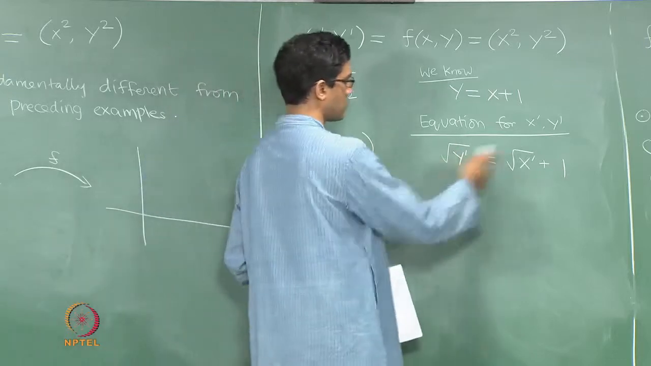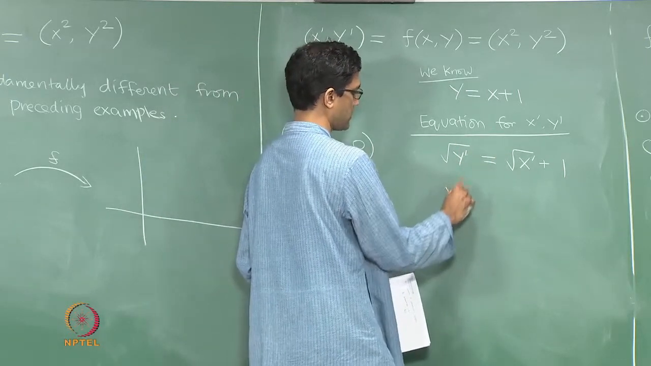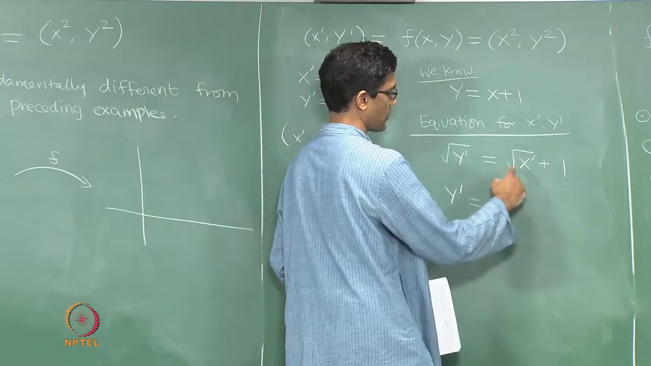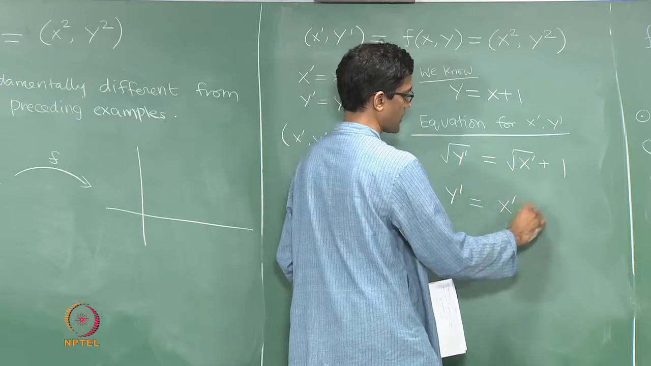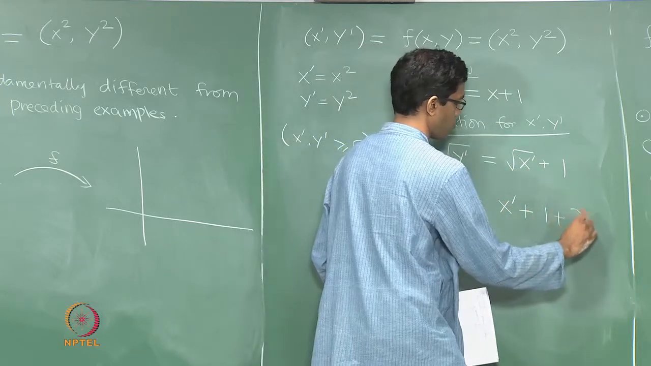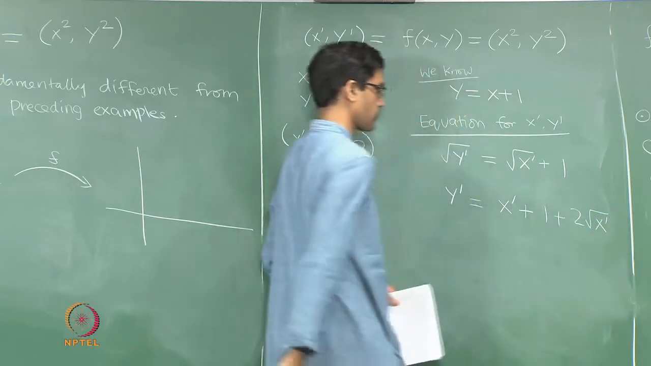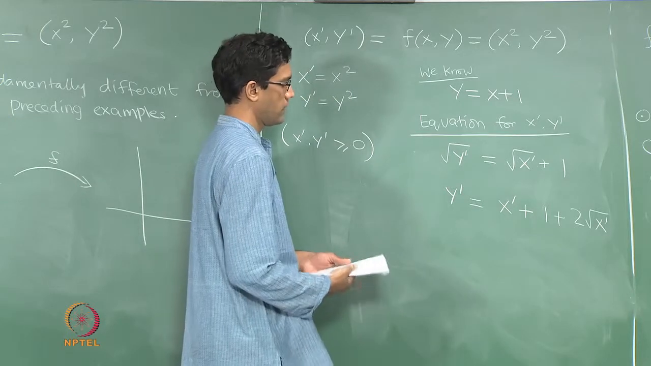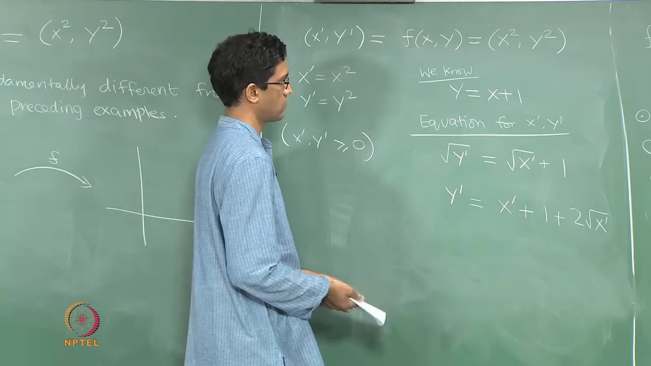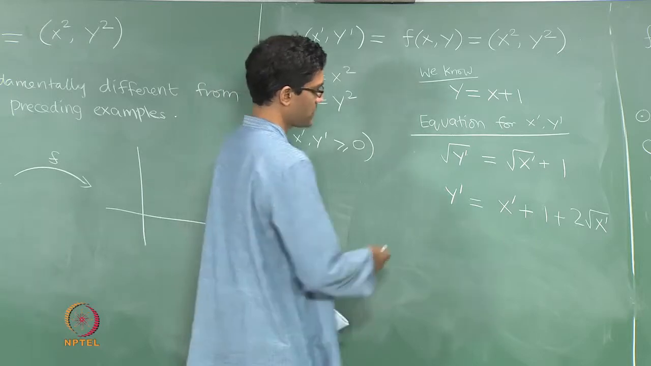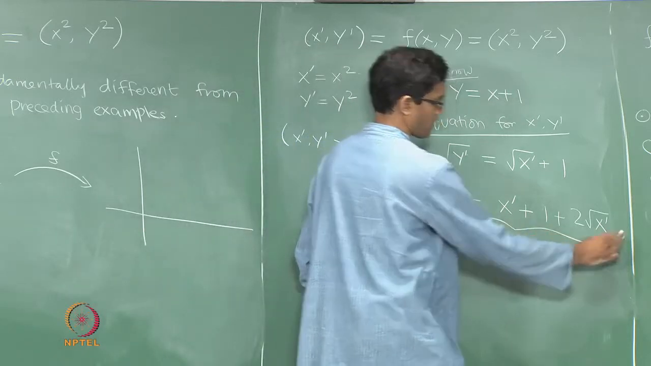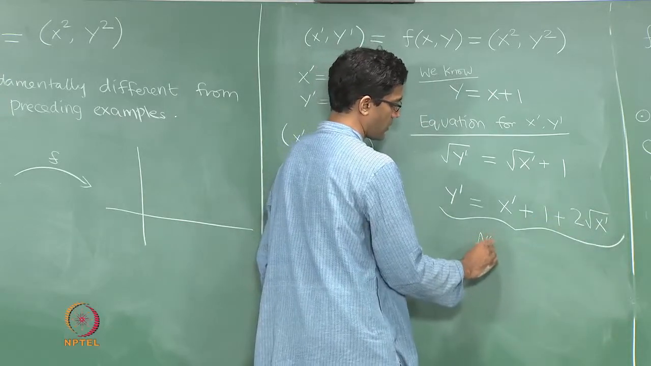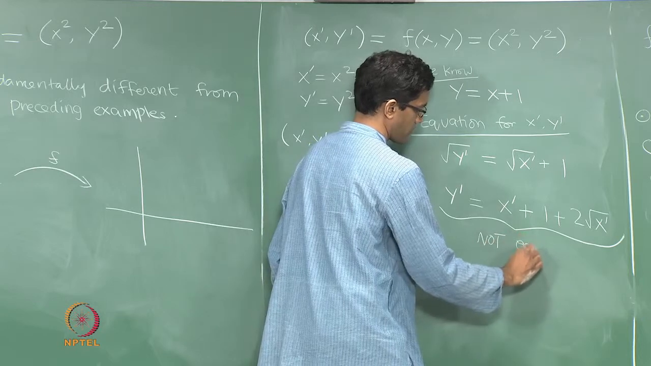So, the best way to do this, of course, is to square both sides. We will see what that gives us. So, it tells you y prime equals (square root of x prime plus 1) squared. So, that is x prime plus 1 plus 2 root x prime. Okay. So, that is the equation which tells you how y prime and x prime vary, and observe this is clearly not the equation of a line, okay, because of this factor here you have the 2 root x prime. This is clearly not the equation of a line.